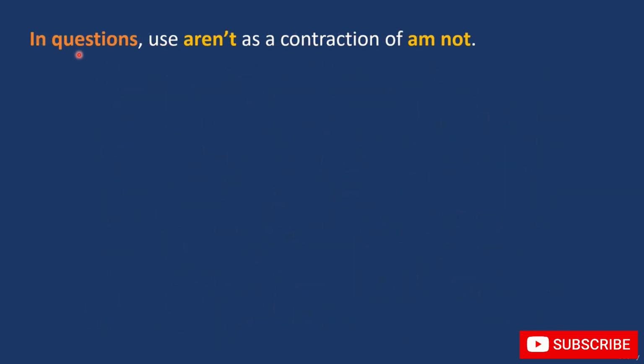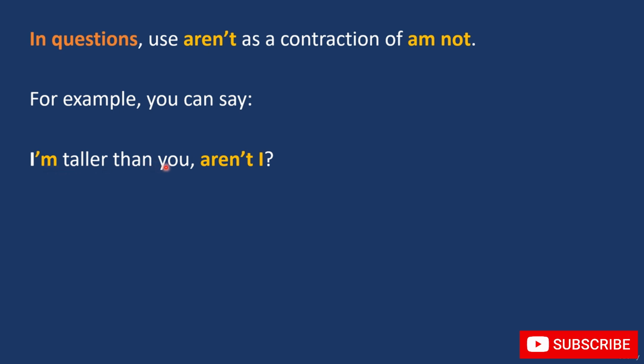Here we need to take care that in questions we use aren't as a contraction of am not, as we said in the previous point. For example, you can say, I am taller than you, aren't I? This is in the question tag. Again, when I say I am taller than you, I cannot say amn't I. So instead of saying amn't I, we say aren't I. We have something in the grammar called the question tag.